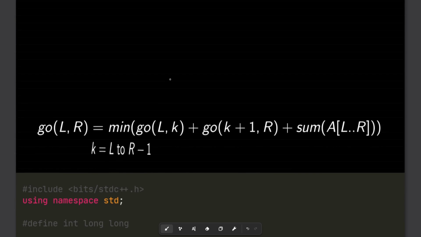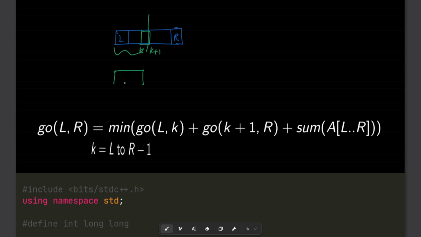And the recurrence formula for this would be to check for all the possible breakups for any range. So we are finding the answer for index L to R. Then this can be broken up into the ranges L to K and K plus 1 to R. So to know the answer for L to R, we need to know the answer for L to K and the answer for K plus 1 to R.